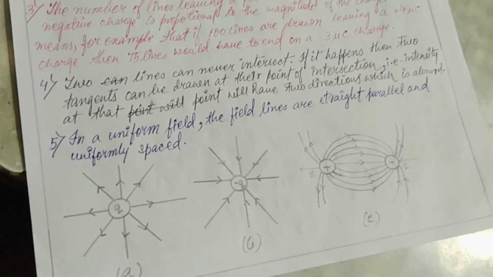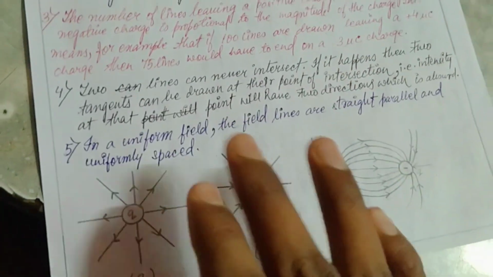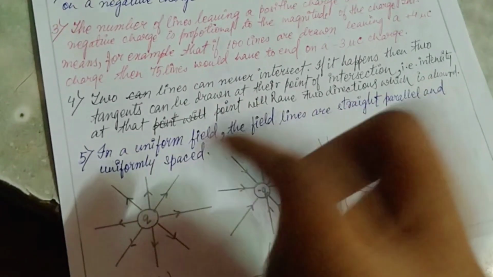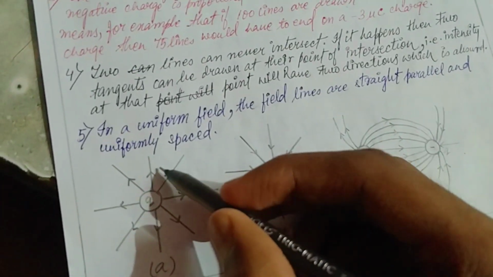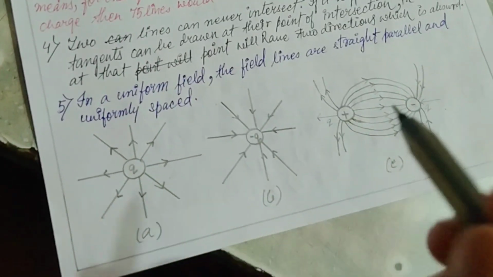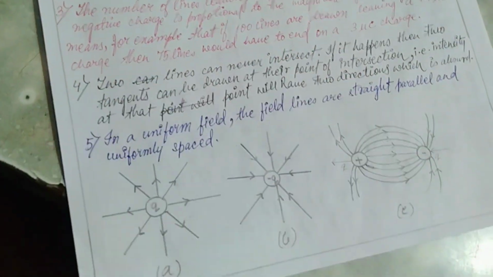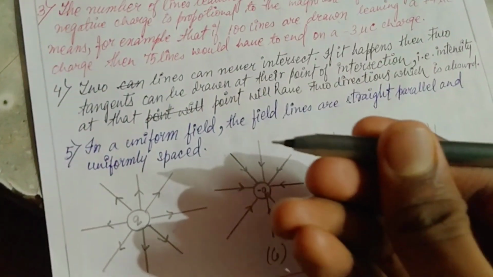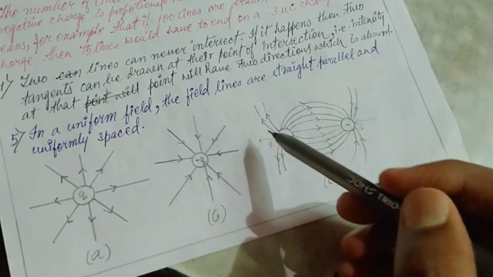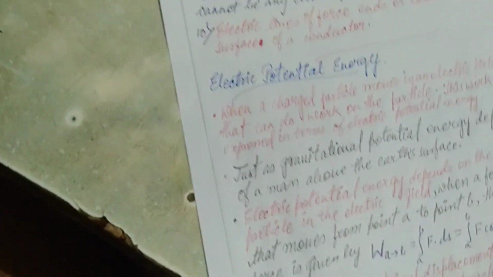As we saw that two lines can never intersect, they will run parallel. So in a uniform field, the field lines are straight, parallel and uniformly spaced. We will see that there is a uniform space between them. For a positive charge, E is radially outward. For a negative charge, it is radially inward, and the lines start from positive and end in negative.